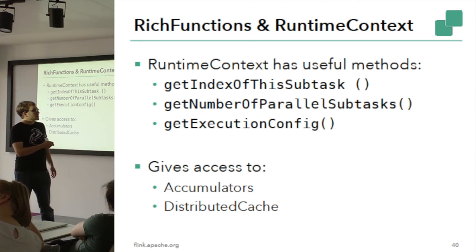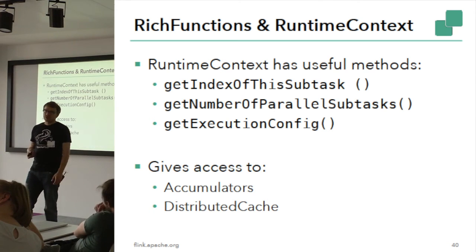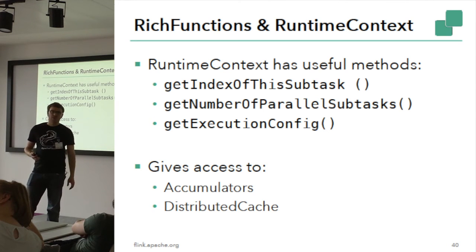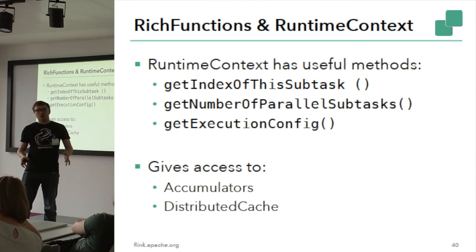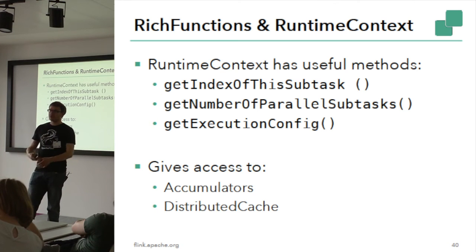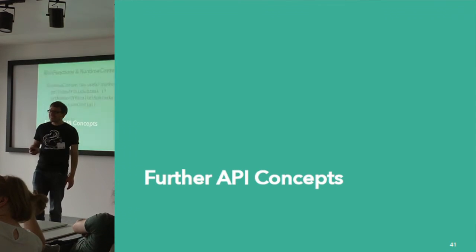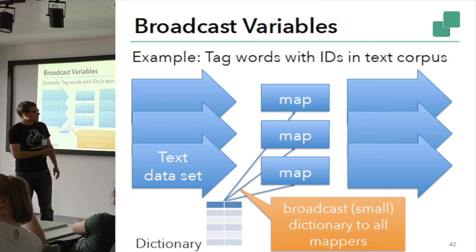And then there is also a method called get execution config, which is a global config for the program where you can set variables or configuration stuff. You can set that at the execution environment, and the execution environment will take that and give it to your user function, and then in the open method you can access this and configure your function as you like. The runtime context also gives access to the so-called accumulators and the distributed cache. Broadcast variables, right? Those are covered now.